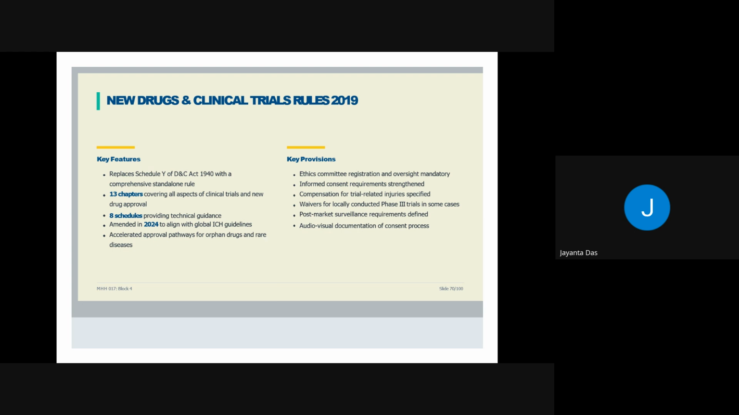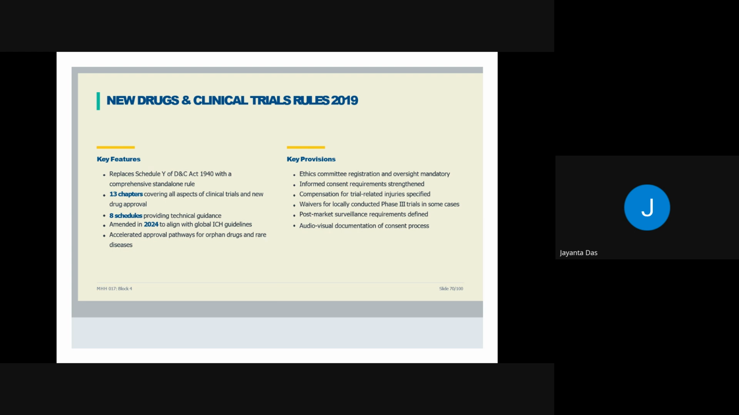New Drugs and Clinical Trial Rules 2019, the key features: it replaces Schedule Y of the Drugs and Cosmetics Act 1940 with a comprehensive standalone rule, 13 chapters covering all aspects of clinical trial and new drug approval, 8 schedules providing technical guidance, amended in 2024 to align with global ICH guidelines, and an accelerated approval pathway for orphan drugs and rare diseases.